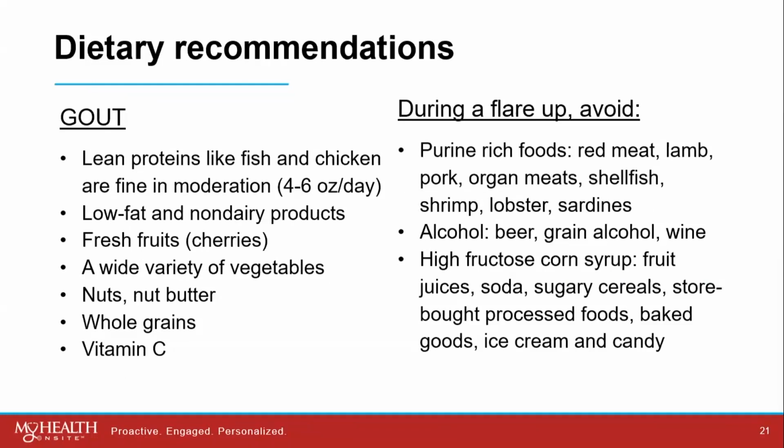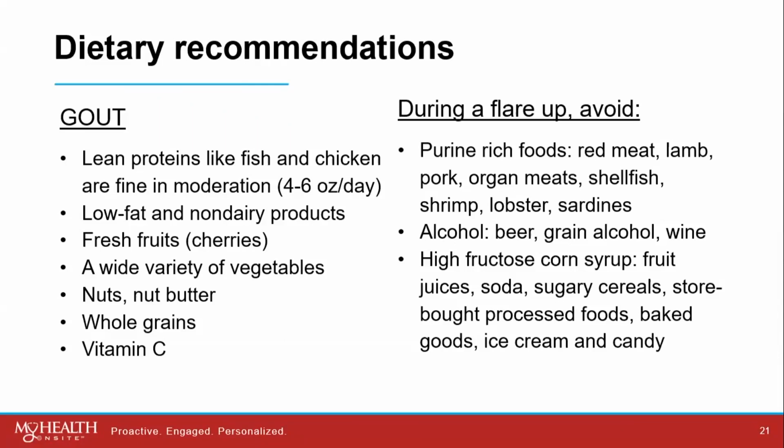The one big difference is you have to be very careful about the proteins. Lean proteins like fish and chicken are fine, but in moderation, because animal proteins tend to be high in something called purines, and that can increase the uric acid in the blood and in the joints. So we want to stick with a low purine diet, which means we have to limit the amount of protein you consume. So the recommendation is 4 to 6 ounces per day for the lean proteins.